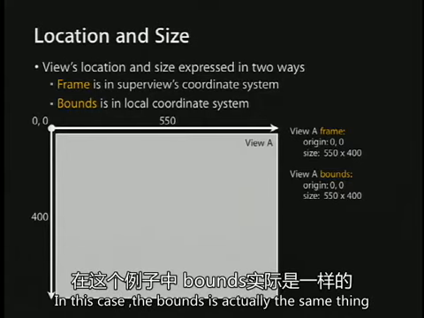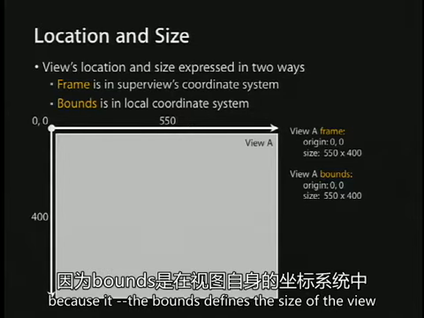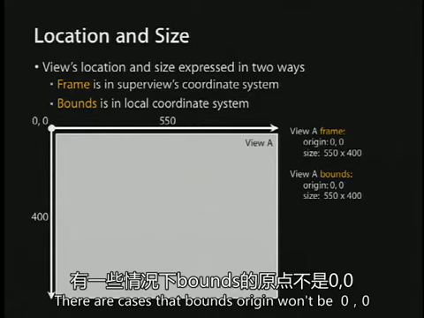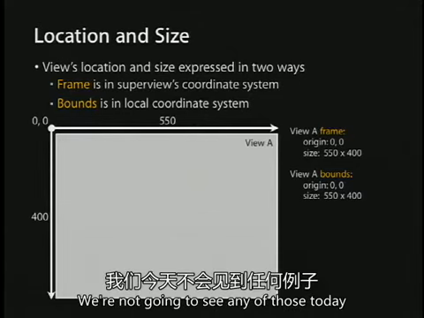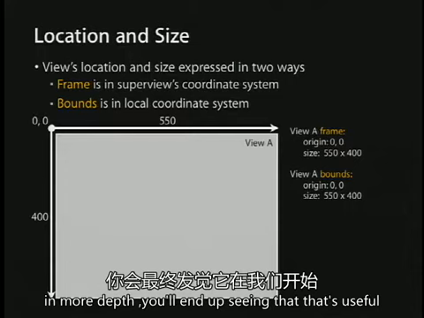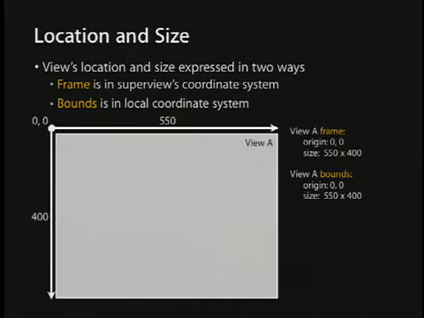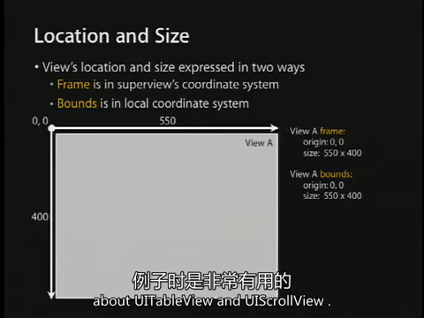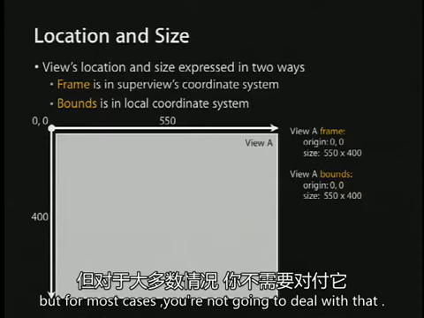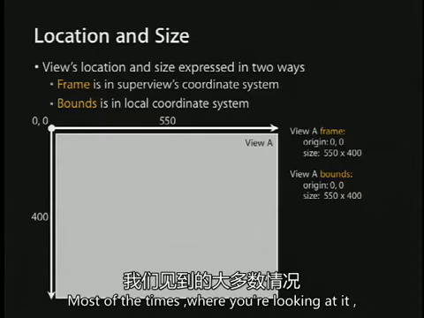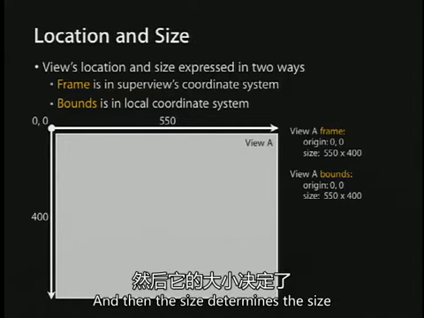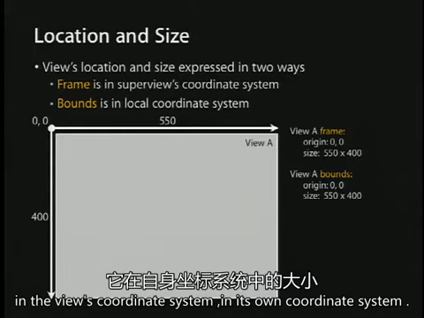In this case, the bounds is actually the same thing because the bounds defines the size of the view in its own coordinate system. There are cases where the bounds origin won't be 0, 0. We're not going to see any of those today, and we won't talk about that much. If you look into it in more depth, you'll see that it's useful in cases where we start talking about UITableView and UIScrollView. Scrolling on iPhone is actually implemented by manipulating the view's bounds origin. But for most cases, you're not going to deal with that. You probably won't see it very much. Most of the time, the bounds origin will be 0, 0. And then the size determines the size in the view's own coordinate system.